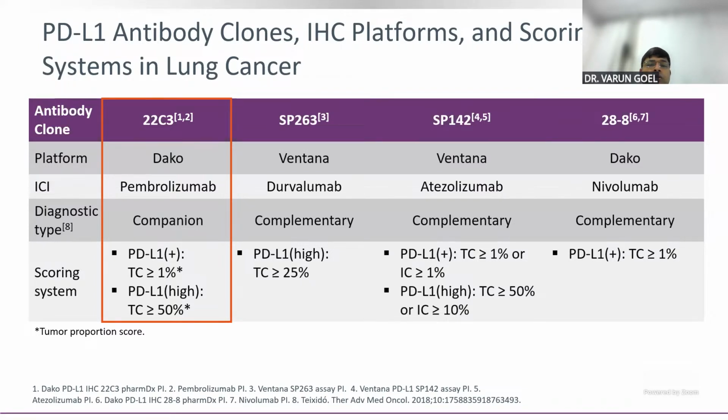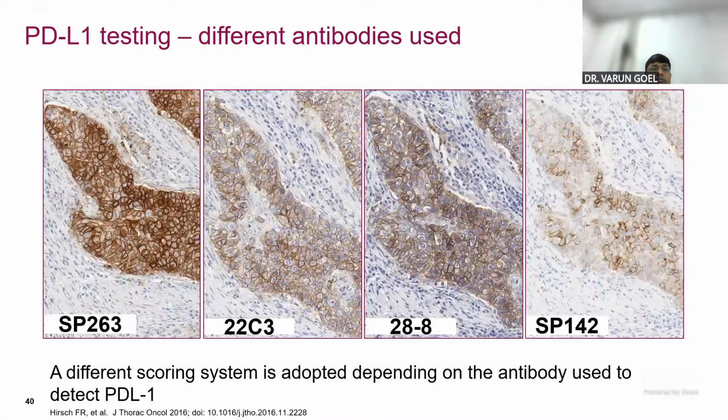Regarding SP263, the platform is Ventana, same for SP142. SP263 has been used for most of the Infinity trials, durvalumab trials, and SP142 for Tecentriq atezolizumab trials. So PD-L1 high with SP263, they give if the tumor proportion score is more than 25%. For SP142, PD-L1 positive is TC more than 1% or high, it is more than 50%. These are the different antibodies used, SP263, 22C3, 28-8 and SP142. The different scoring system is adopted depending on the antibody used to detect PD-L1.